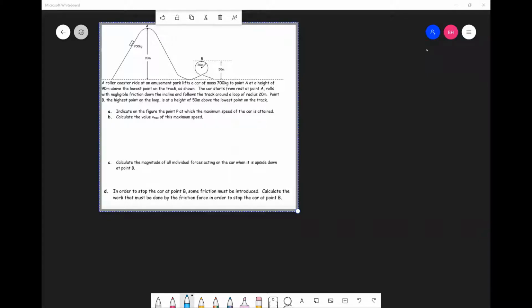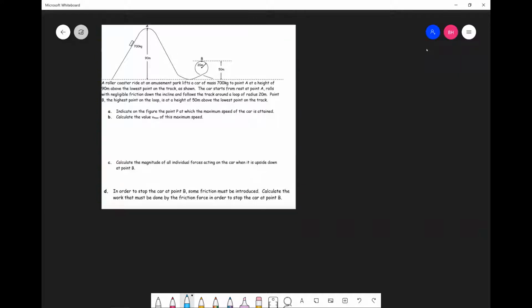Okay, so here we have another problem, and this is actually a problem from an FRQ from I think 2004. It's a very common problem that we see in this type of chapter, where we have a roller coaster, and we are thinking about conservation of energy of this roller coaster.